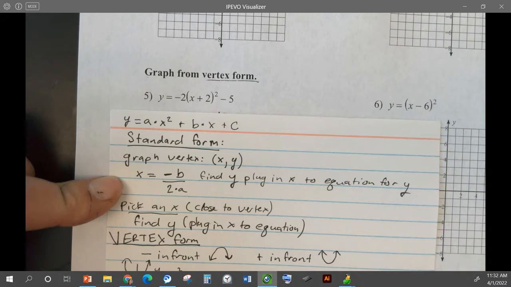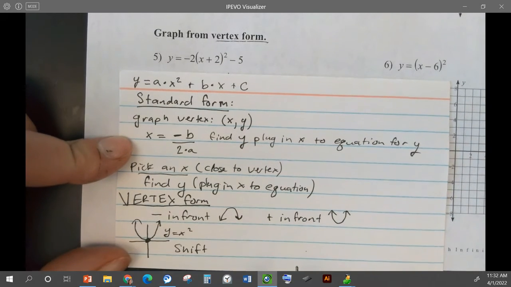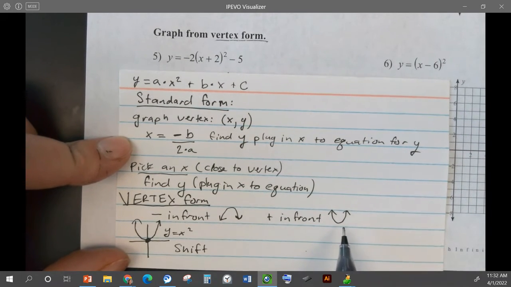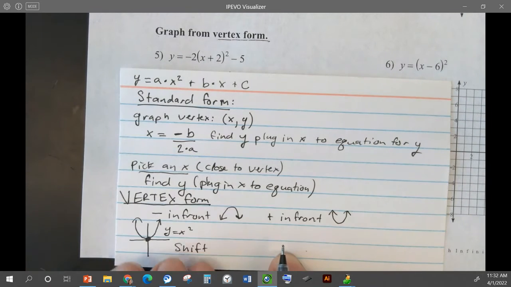And this graph has a vertex at 0, 0. So we're just shifting this parent function, or rotating it, or reflecting it. If there's a negative in front, we'll flip it down. So this is like last quarter. So maybe if you remember this, you probably won't have to write this on your note card.